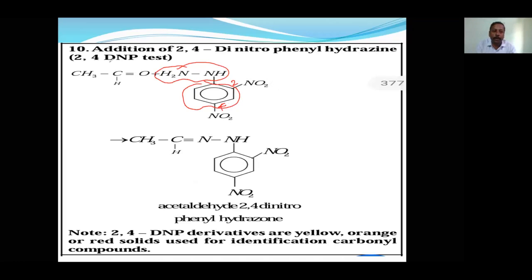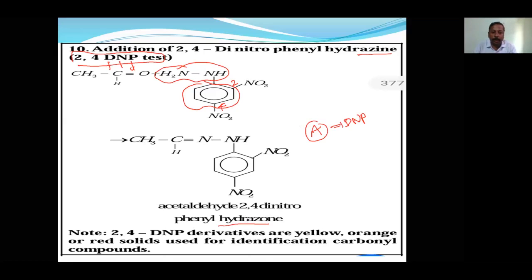2,4-dinitro. D means di, N for nitro, P means phenylhydrazine. So the product will be 2,4-DNP hydrazone. Understood? Reactant is hydrazine, product is hydrazone. So this is used for testing whether an aldehyde or ketone is present or not. In the examination, you will get questions like this: compound A gives a positive DNP test. Then you should understand that the question is from aldehydes and ketones, and shift your focus there.